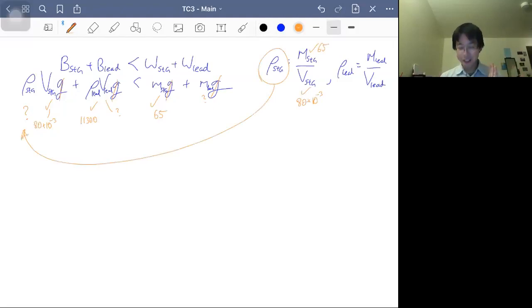One down, one to go in order to solve for the mass of lead. Right? So here, what do I know? Do I know the density of lead? Yes, I do. Do I know this? I don't. That's the goal.